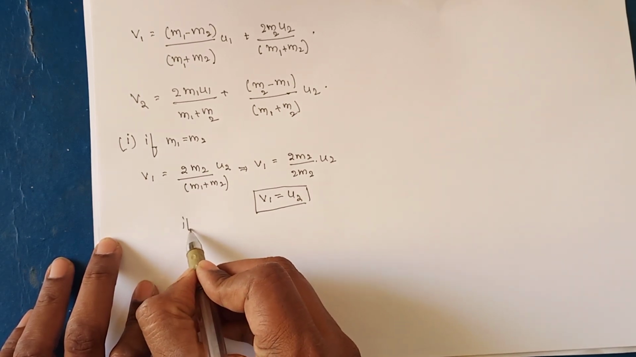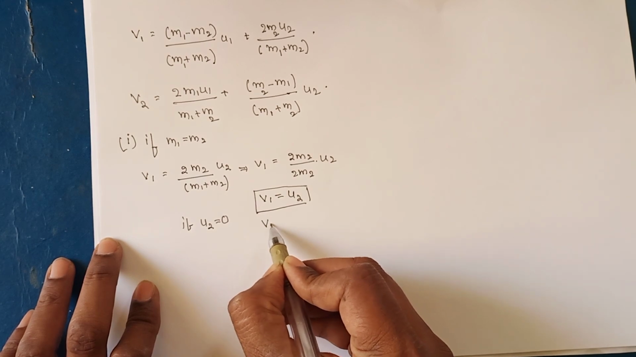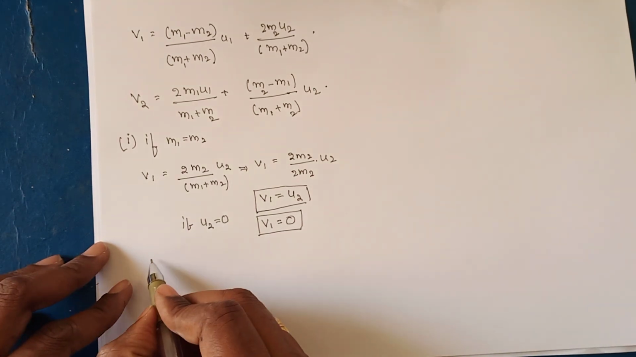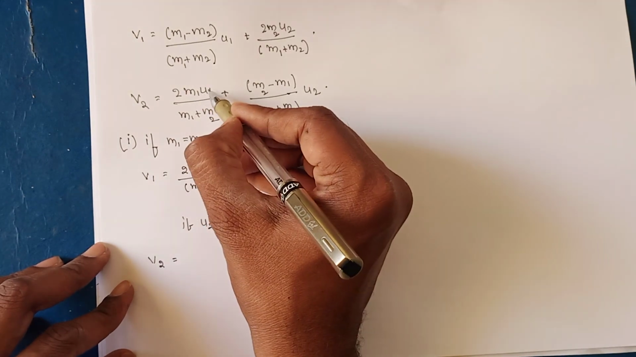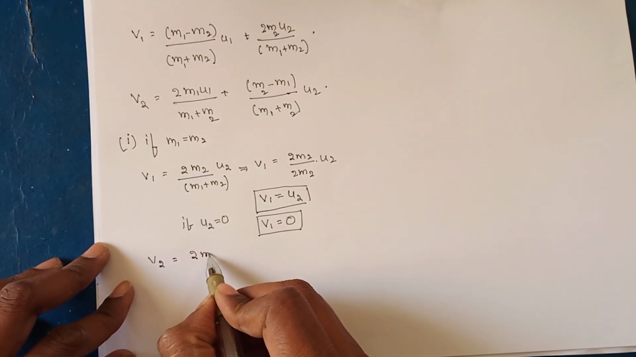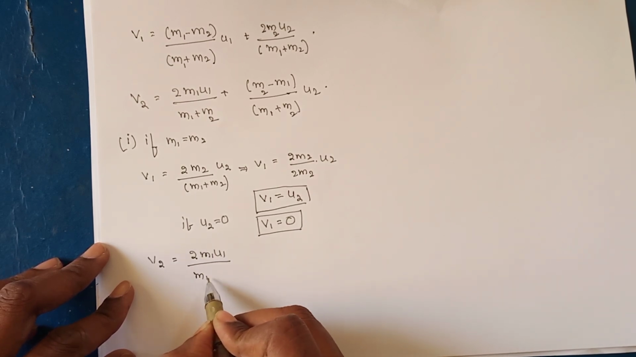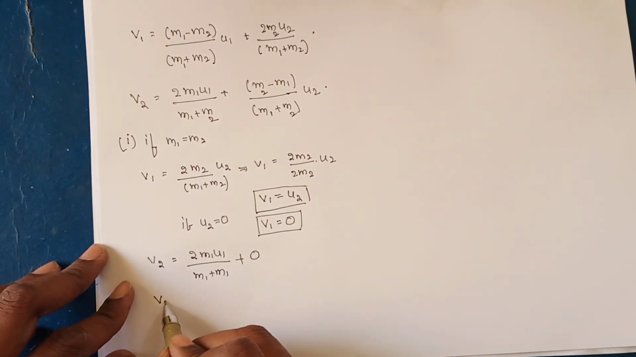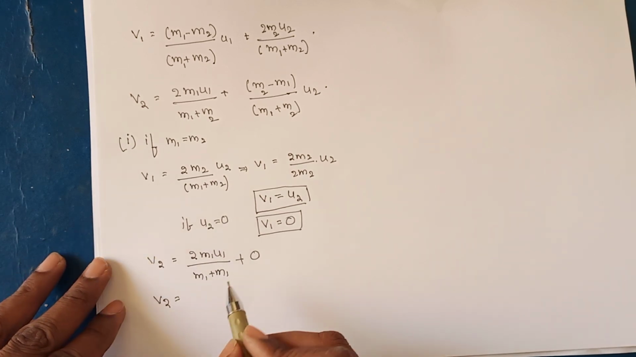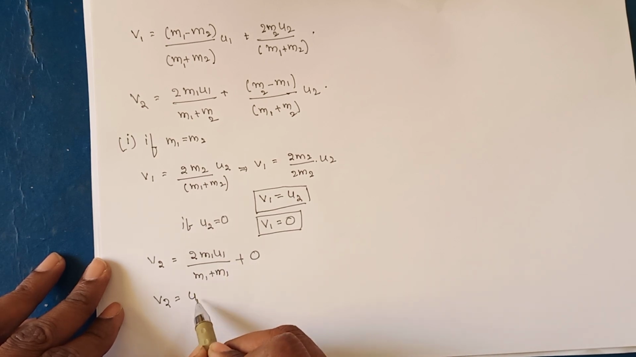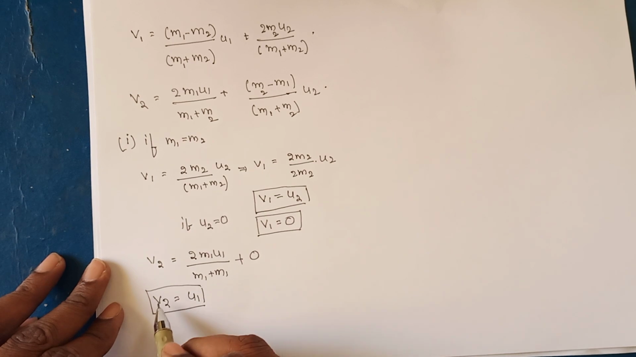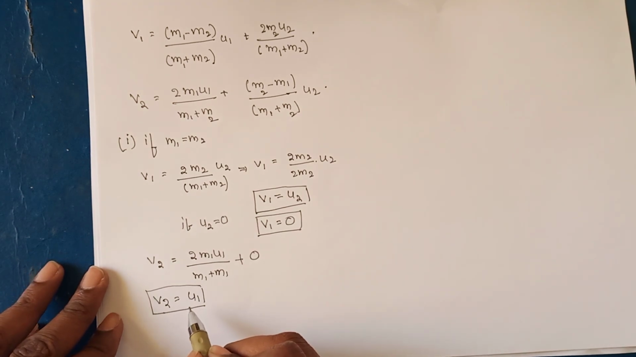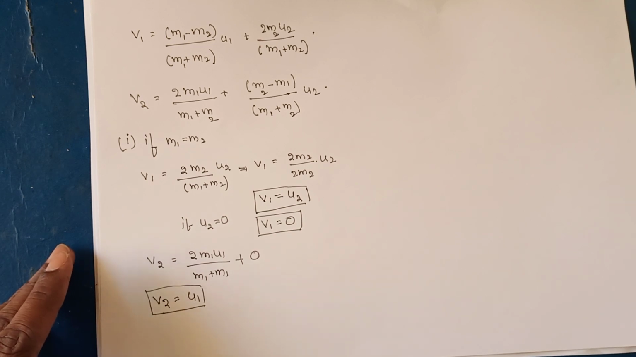In the same case, if u2 is equal to 0, the second body at rest, simply the final velocity of the first body is equal to 0. Now what about v2? v2 is 2 m1 u1 by (m1 plus m2). Again I am writing m1 because m1 is equal to m2, and u2 is 0. Now v2 is equal to u1, as m1 gets cancelled. So the final velocity of the second body is equal to the initial velocity of the first body. This is the first condition.